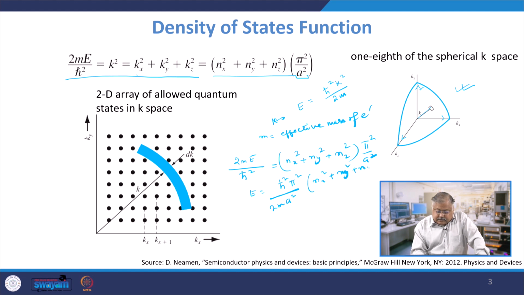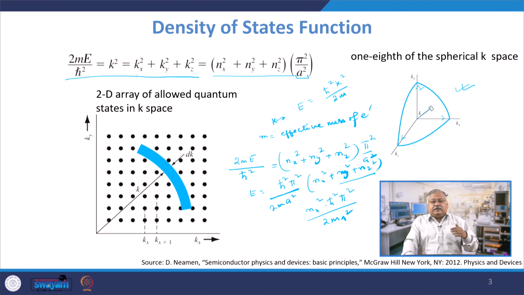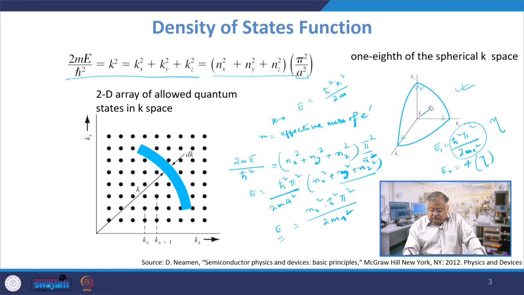Now, if I assume that ny and nz are 0, which means that the quantum numbers on the y and z axes are 0, then we can write this as nx square into h cut square pi square by 2 m a square. And therefore, you see as the state or the level n goes on increasing, there is a parabolic increase in the amount of energy it contains. So, if I take n1 to be unity, then E1 will be equal to h cut square pi square by 2 m a square, then E2 will be 4 times that, if I assume this to be say eta, then this will be 4 times eta.